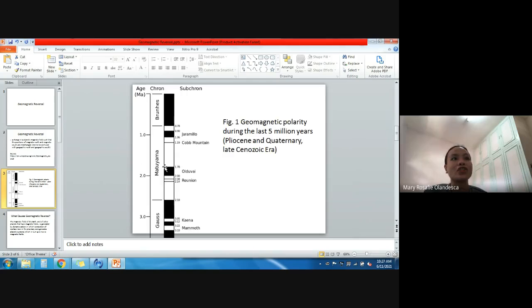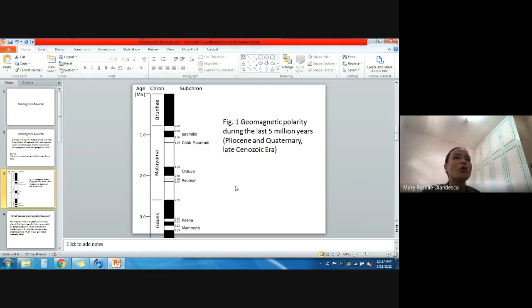Kindly take a look at your screen. This is the geomagnetic polarity during the last 5 million years. Okay? So it has been said that there were already 183 reversals for the last 83 million years, but this figure only shows the reversals for the last 5 million years.